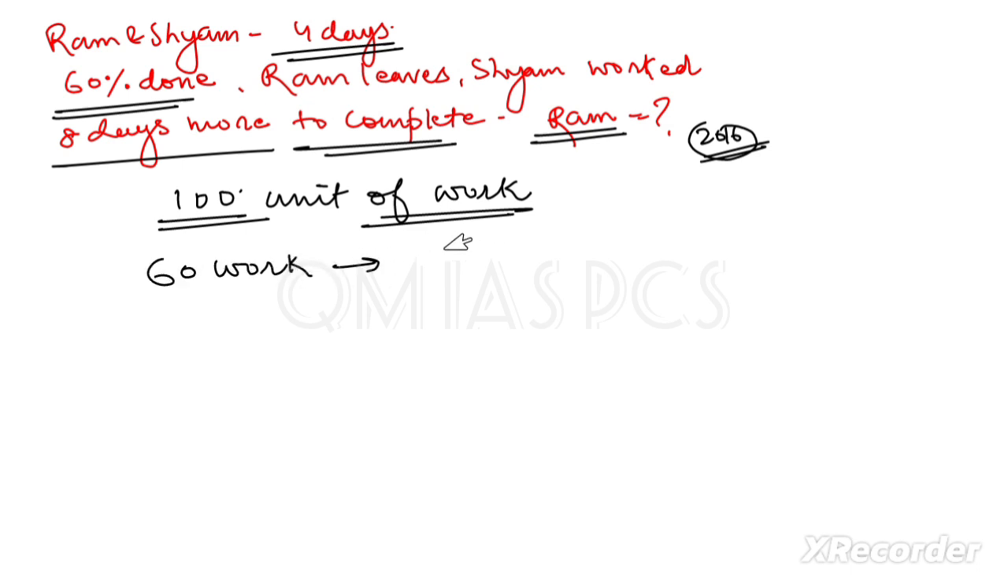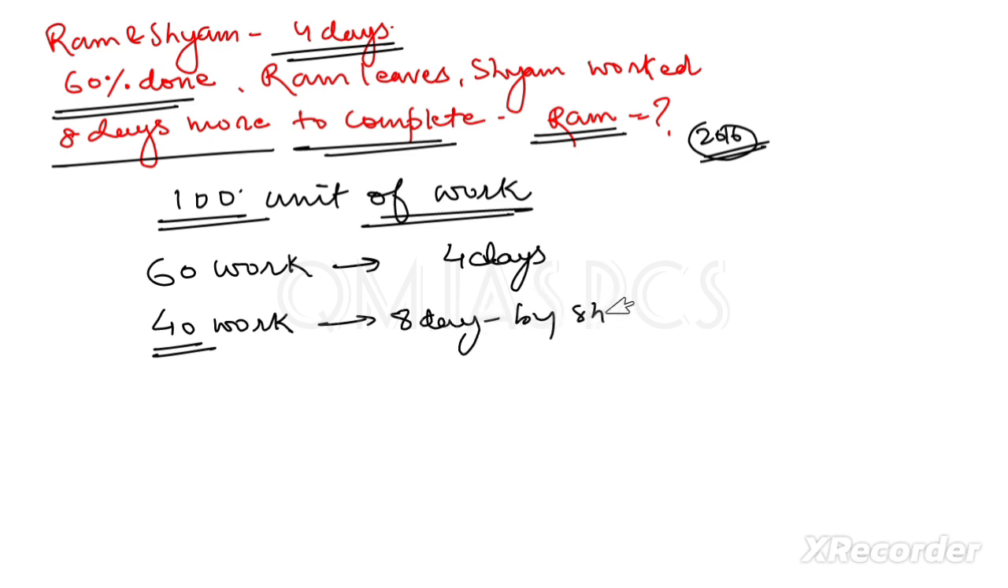60 work in how many days? 4 days. So how much work is left? 40 work left. And this is done by Shyam only. And 40 work is done in 8 days by Shyam. So if you have to find the efficiency of Shyam, 40 unit of work is done in 8 days.